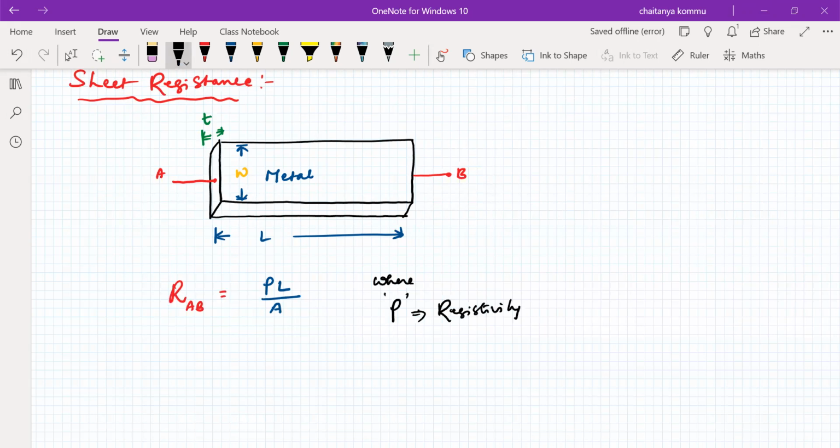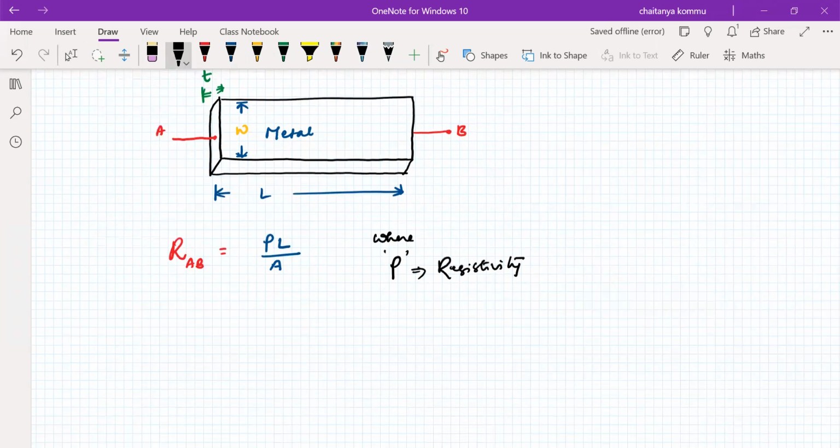So resistivity is a fixed value for different materials. Metal has some resistivity, polysilicon has some resistivity, N diffusion has some resistivity. Okay, what do you mean by resistivity? It is the ability of the material to oppose the flow of current, nothing more than that. Each and every material has some kind of ability to oppose the flow of current, and that is called resistivity.